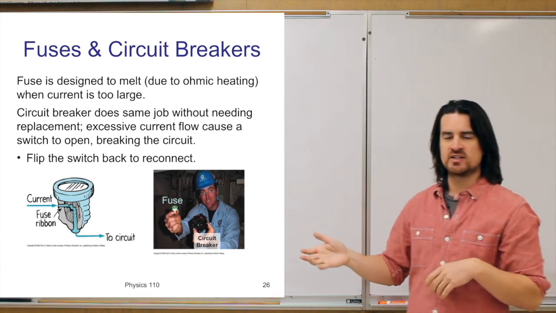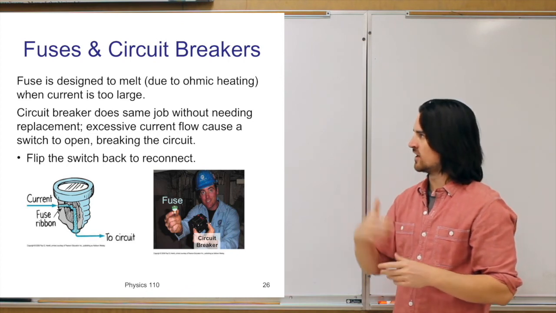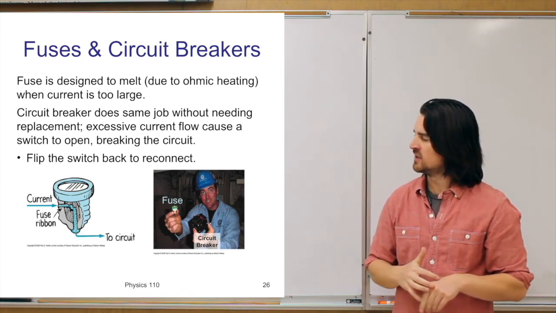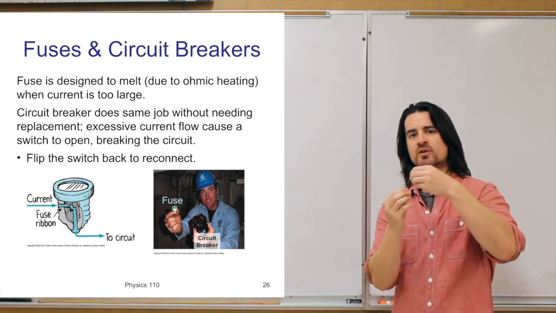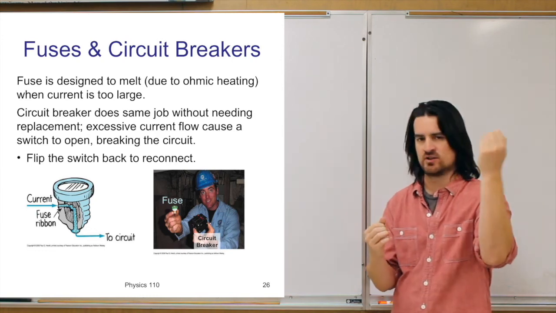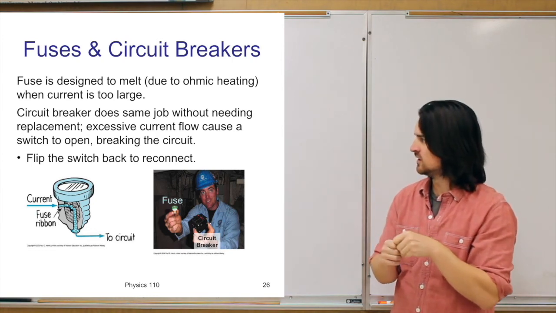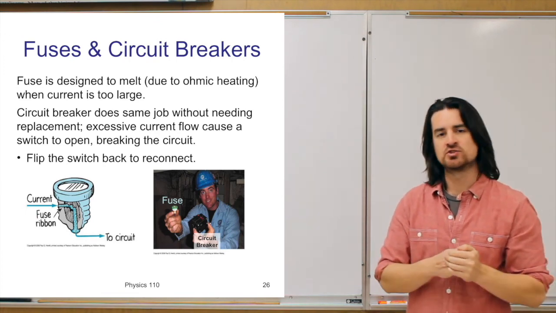of the fuse is designed to heat up through that ohmic heating that we've talked about. And when the current's very large, it heats up enough that essentially it melts and it breaks the circuit. It opens up the circuit so there's no longer a connection for that current to flow. That's one way of protecting against too much current flowing.